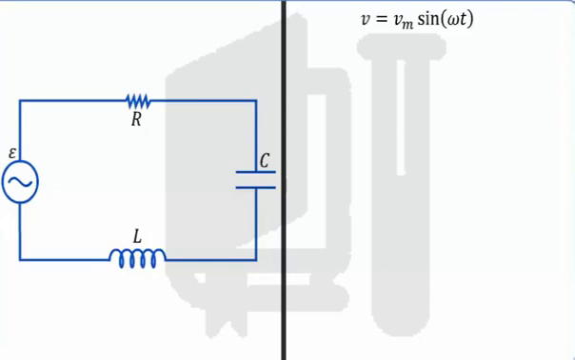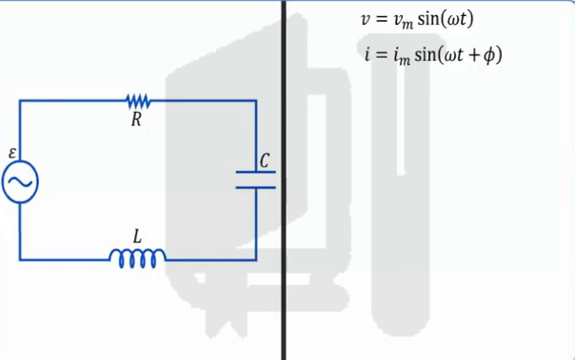then the current I is equal to Im sin(omega t plus phi), where Im is the amplitude of the AC current passing through the circuit and phi is the phase difference between the applied AC voltage and the AC current.